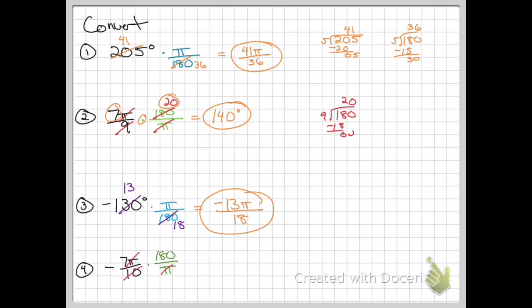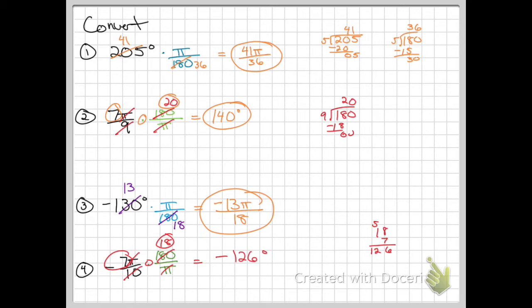10 goes into 180 18 times, and now I'm left with negative 7 times 18. 7 times 8, 56, carry the 5. 7 times 1 is 7, plus 5 is 12, 126. It was negative 126 degrees. So negative 7 pi over 10 radians would land at the same spot as negative 126 degrees.